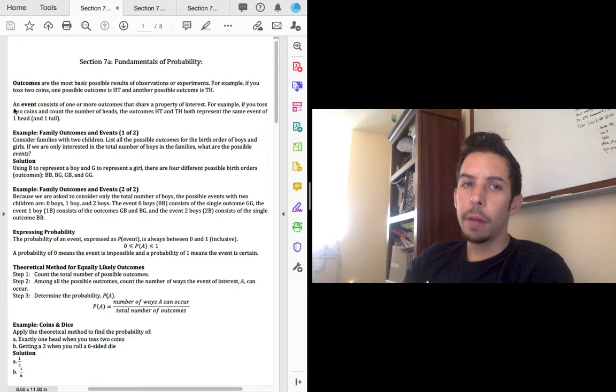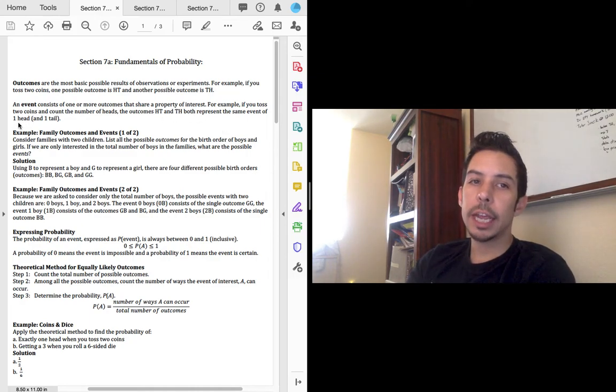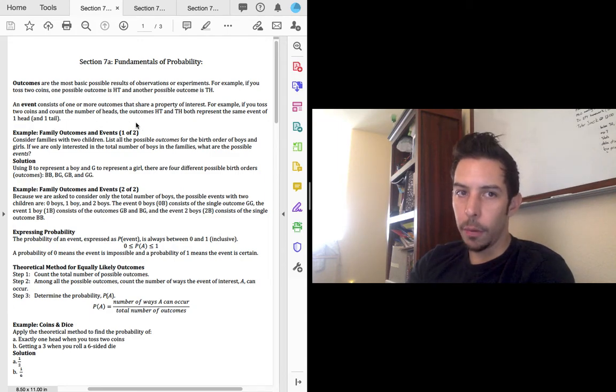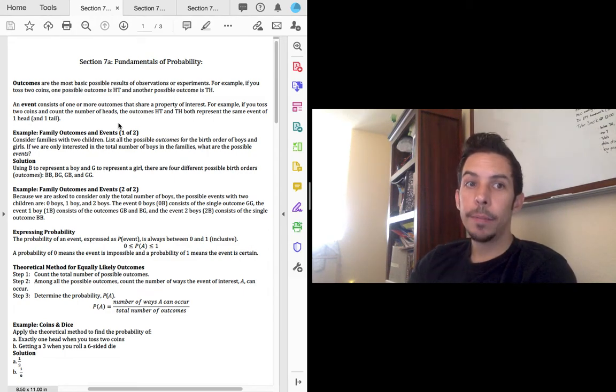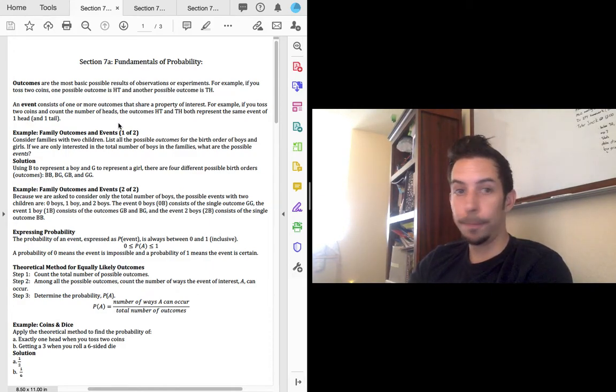An event, however, consists of one or more outcomes that share a property of interest. For example, if I toss two coins and I count the number of heads, the outcomes that I wrote down before, heads and then tails, followed by tails and heads, represent the same event, right? One head and one tail. If I'm not really interested in the order and I just define an event to be, I'm going to flip a coin two times and count how many times I get heads, then there could be more than one outcome that can satisfy the criteria for that event.